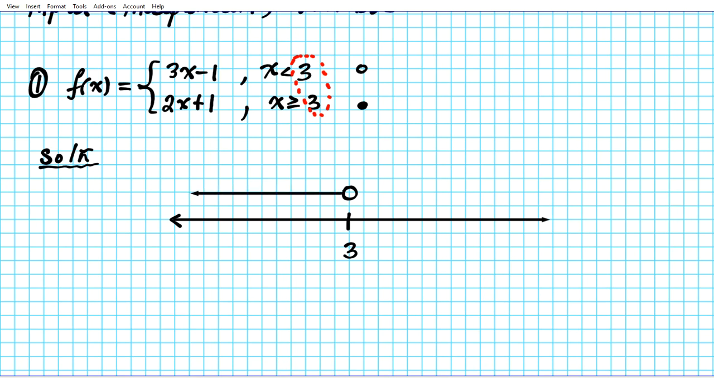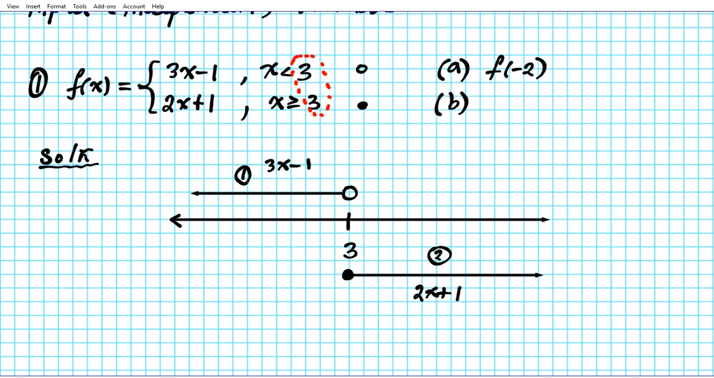Let's call this region number 1. For region number 1, the function that's active is 3x minus 1. And then to the right, let's call this region 2, and the function that's active in this region is 2x plus 1. In this problem, let's say we are to evaluate the following: f of negative 2, f of 3, and then f of 5.